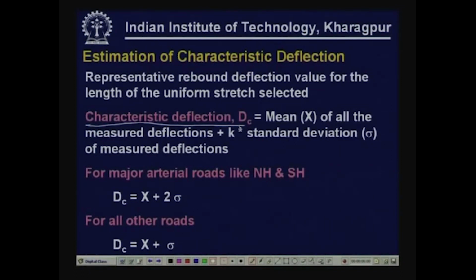For major arterial roads like national highways and state highways, the characteristic deflection can be obtained as mean plus 2 times standard deviation. For all other roads, it can be mean plus 1 standard deviation.